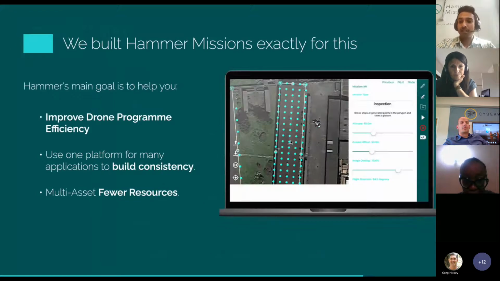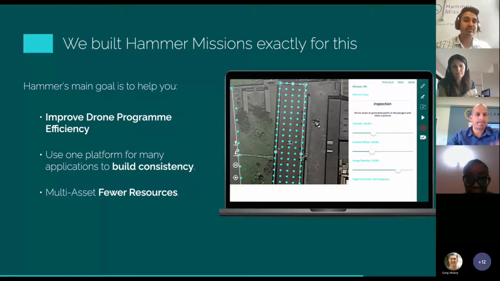And this is essentially where Hammer Missions comes in. We built the software to think about what problems we can solve today within organizations, but also keeping an eye on the future for what problems people will face because of the current architectures. Our first and foremost goal with the software is to help drone program efficiency.